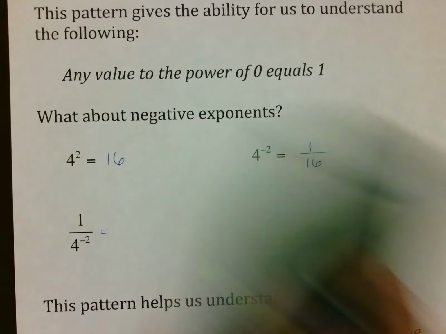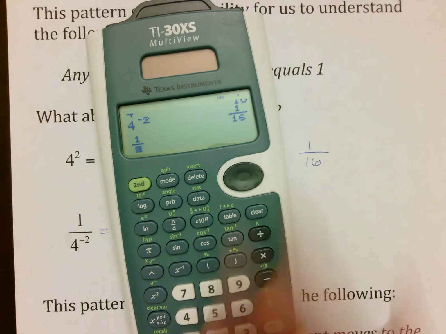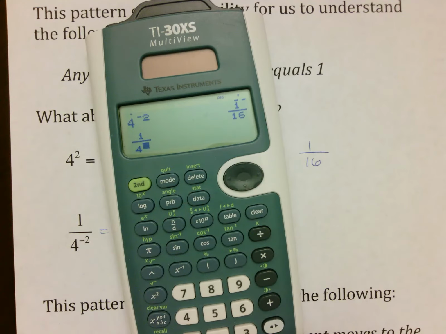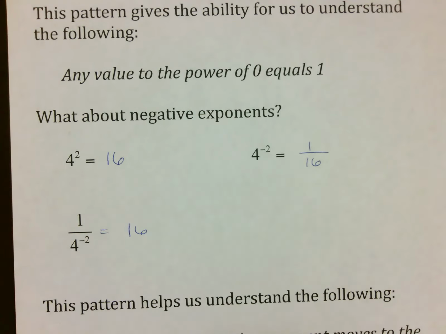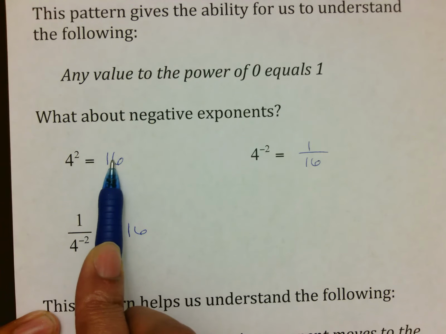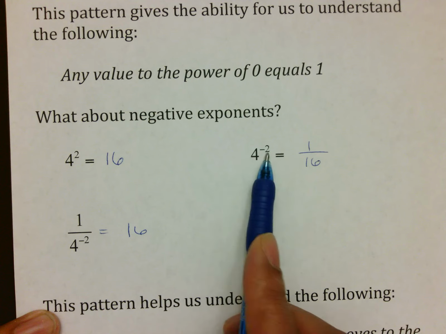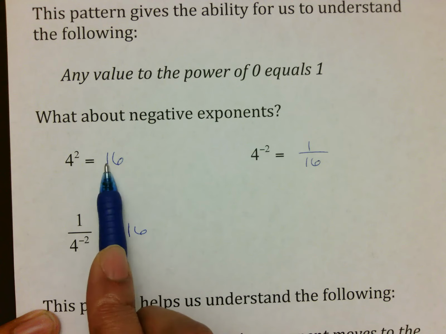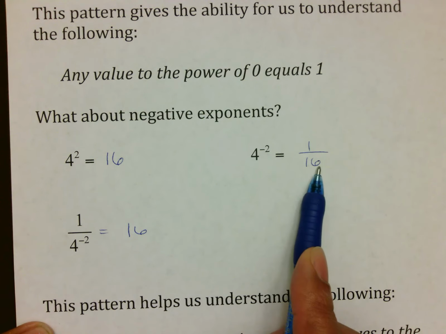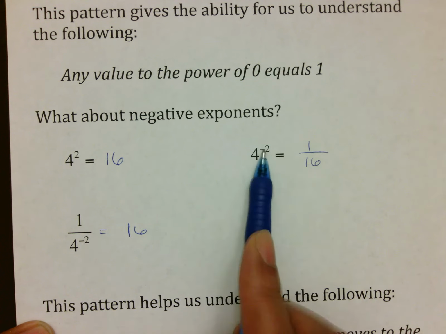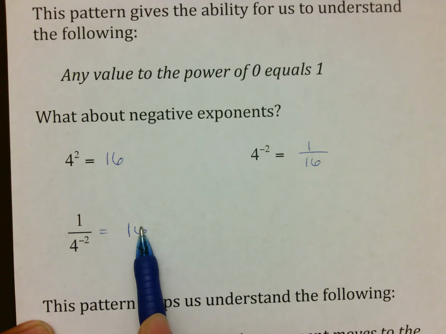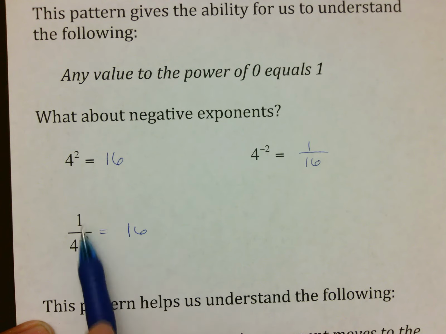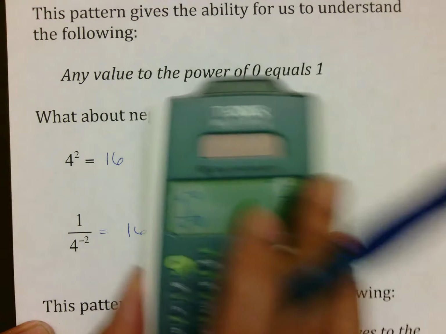And 1 over 4 to the negative second, again using the fraction button here, is 16. So what's going on here? What I know for a fact is that 4 squared is equal to 16. And so notice when I do 4 to the negative second, the 16 I have actually ends up on the bottom of the fraction. And whenever I take this 4 to the negative second and move it to the bottom of the fraction, the 16 actually ends up being a regular 16. And so what I get from that is that potentially that negative actually moves the number to the bottom. So let's see that real quick.